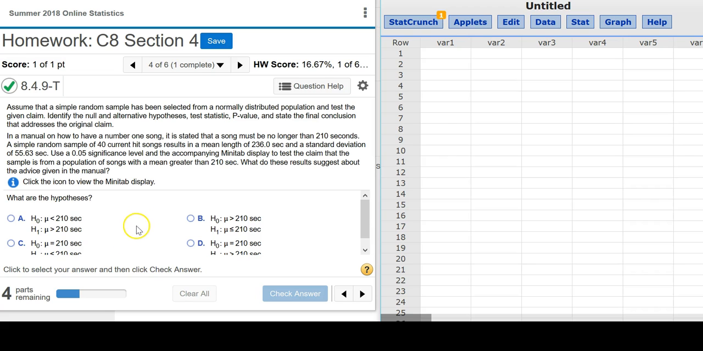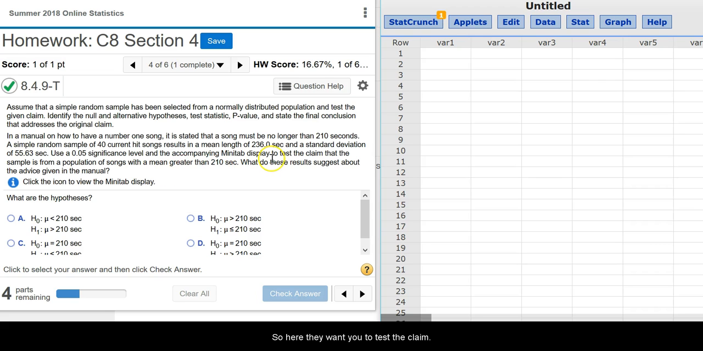In this problem, they have number 1 songs, and they say that they must be no longer than 210 seconds. So they take a sample, and they get a mean and a standard deviation of that sample, and they give you the significance level. You can use the accompanying Minitab display, but since we don't use Minitab in this class, and you probably want the practice in using StatCrunch to do your own. At any rate, because I'm not given the population standard deviation, I would use a t-test.